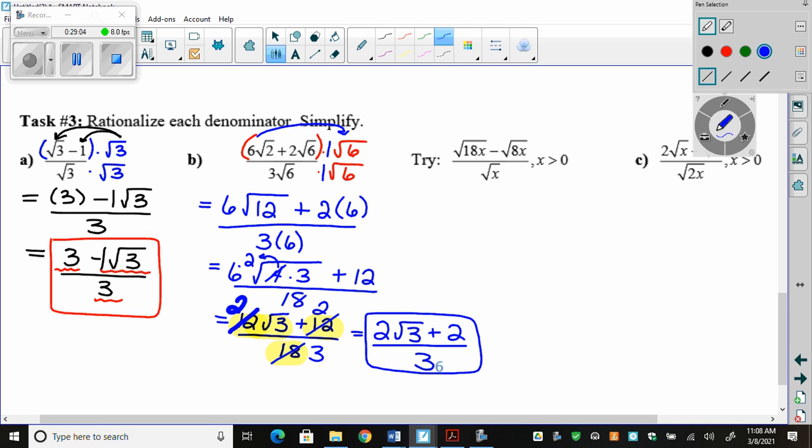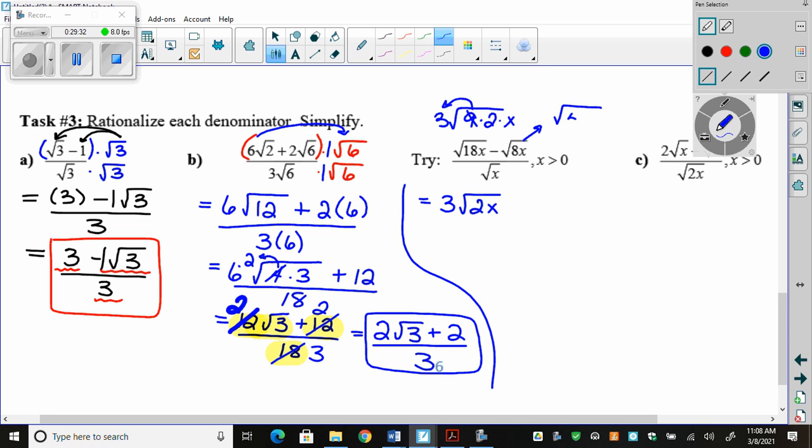This one I'm going to multiply by x. But before I do that, I can reduce this 18. So I'm going to do that first. If you didn't, no harm, no foul. You'll reduce at the end. So 18 I can reduce. I'm just going to do it up here. So 9 times 2 times x. And the 9 comes out and it becomes a 3. So I'm going to get 3 root 2x. On the 8, I can go 4 times 2 times x. The 4 comes out and becomes a 2. So minus 2 root 2x. By doing that, what did I do?